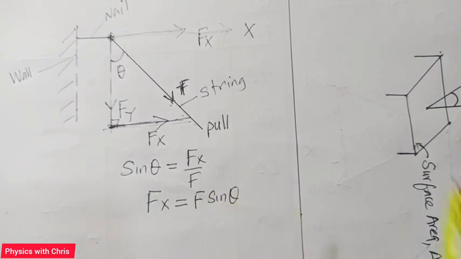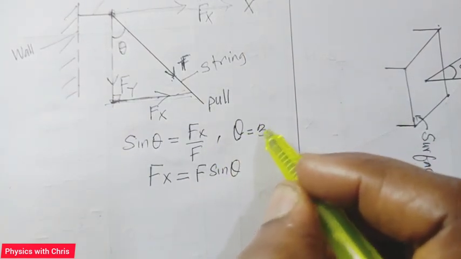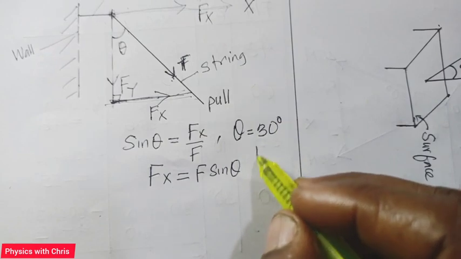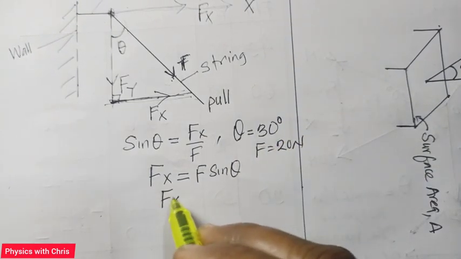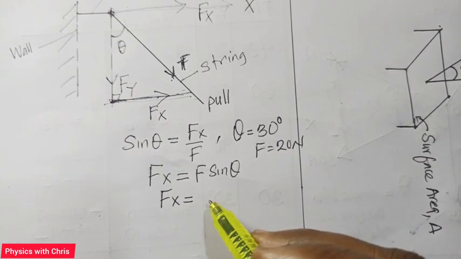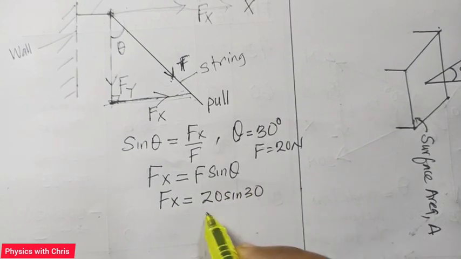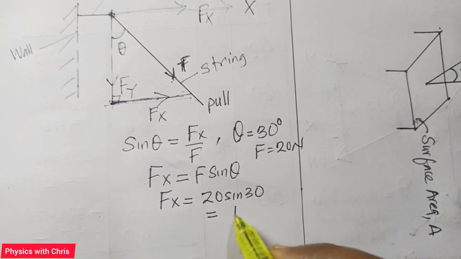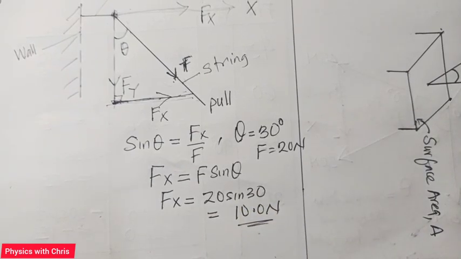So given the values of F and theta, let's say for instance theta is 30 degrees and that F is 20 Newton. It means that the component of the vector force F that is effective to remove the nail is 20 sine 30. Sine 30 is 0.5. That gives you 10 Newton. So this is a component of the vector F that is effective in pulling out the nail.